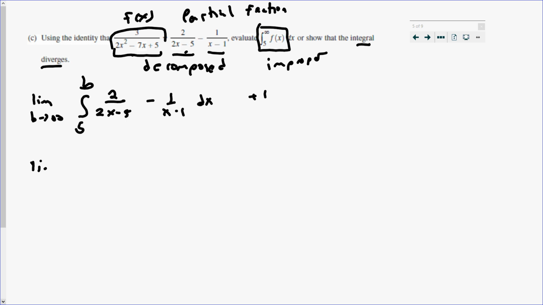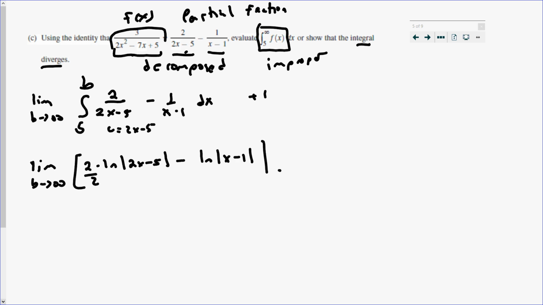We're going to get the limit as b goes to infinity. And when you integrate this one, it's not too bad. This becomes 2 times the natural log of 2x minus 5, but I'm integrating, so I'm going to divide that by 2. That's my u sub, right? U is 2x minus 5. If I divide by the 2, minus the natural log of x minus 1. And this is going to be evaluated from 5 to b right there. So you don't have to worry about the 2's right here.